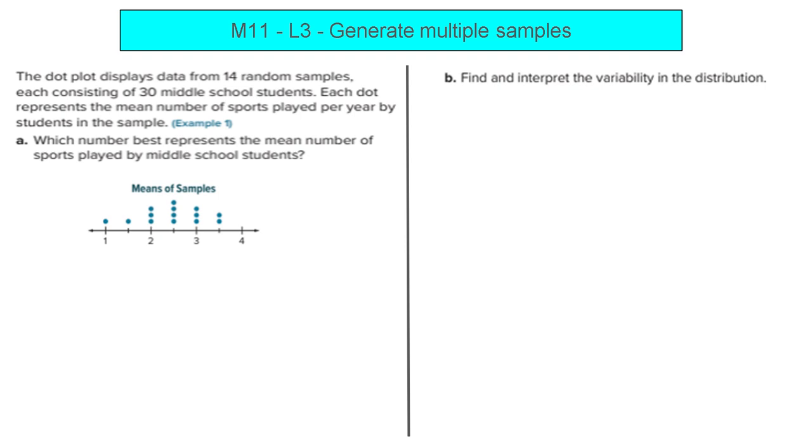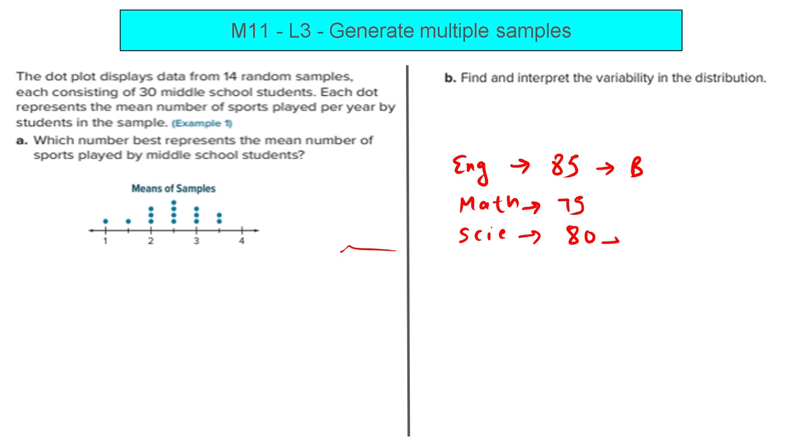Lesson number 3 is about mean and variability. What is the meaning of mean? Mean means the average value. For example, let's say the student gave 3 exams: English, math, science. In English he got, let's say, 85 marks. In math he got, let's say, 75 marks, and in science he got, let's say, 80 marks. Okay, now 85 means B, 80 means B minus, 75 means C.